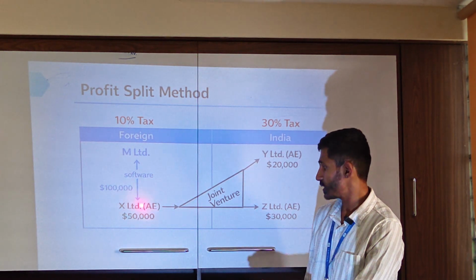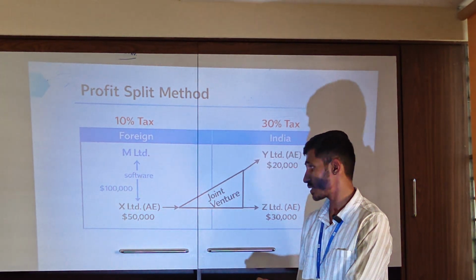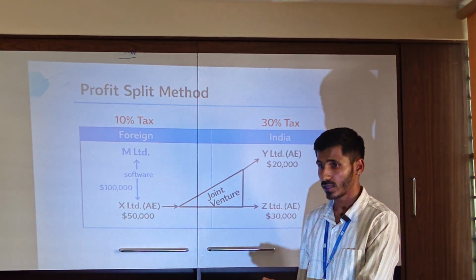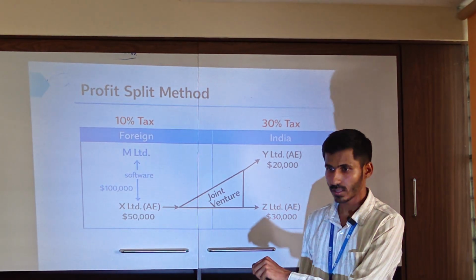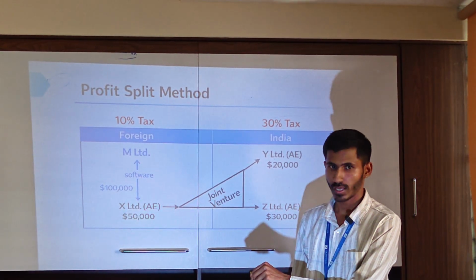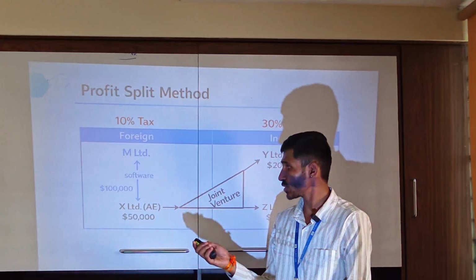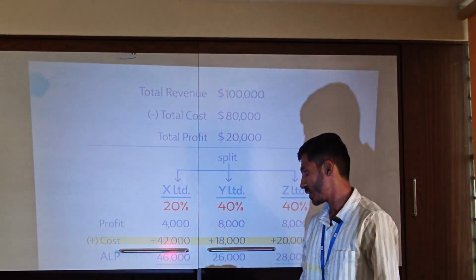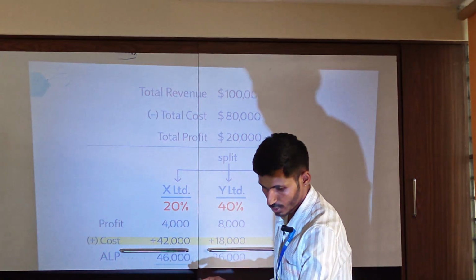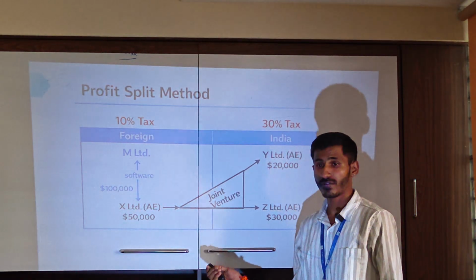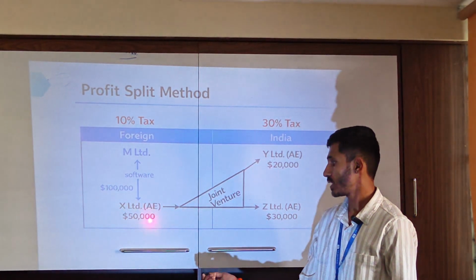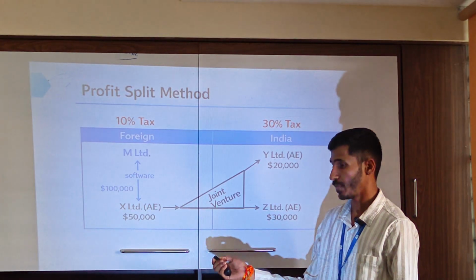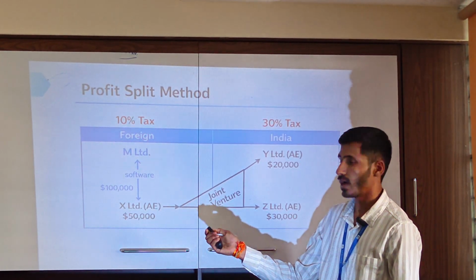Here X Limited has shown its value as $50,000. Are we going to consider this? Yes, that's correct, because tax authorities are... However, this has shown more. Like it is $46,000 and it has shown $50,000. But tax authorities are not concerned regarding this because it is an associated enterprise incorporated outside India.